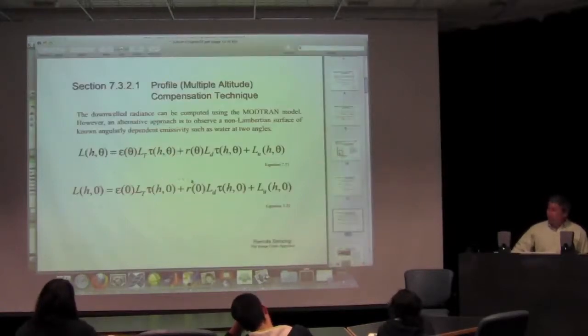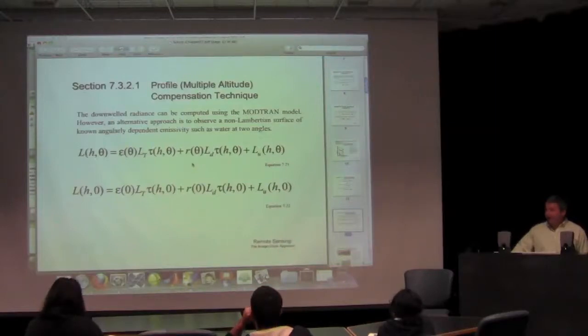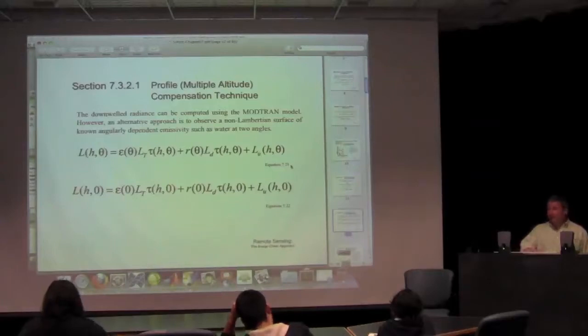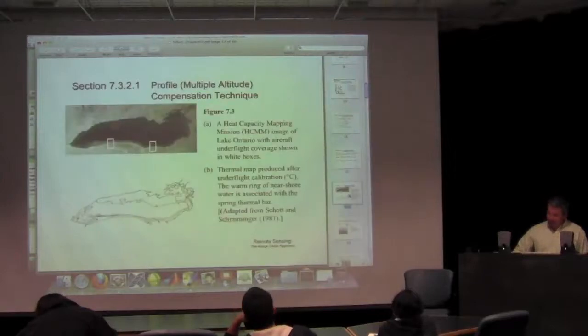All right. Profile technique makes sense? All right. Simple technique, works great. We do this all the time. We fly at multiple altitudes all the time and correct our imagery this way. All right, so sort of an example. If you're looking at Lake Ontario and you wanted to map temperature on the surface, you can do the profile technique in a couple different places.